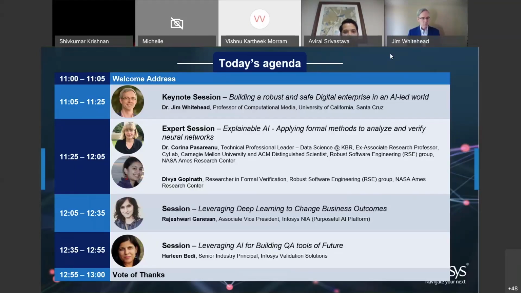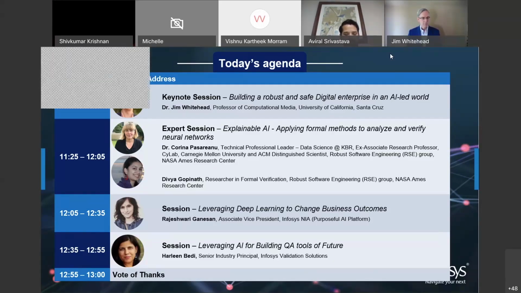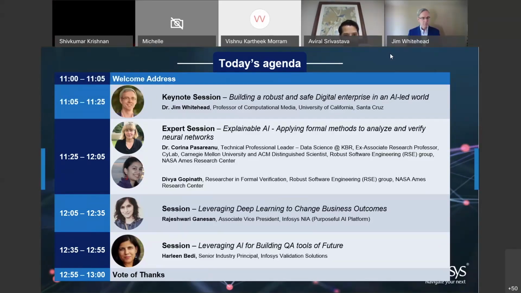In the final session, we'll talk about how AI and ML is being leveraged to build QA tools of the future that make the lifecycle predictive, intelligent, and efficient. This session will be presented by Harleen Bedi, Senior Industry Principal at Infosys IVS Practice. She leads the team at Infosys to build these tools and work with customers to improve their journeys. With that, I'll hand over to Jim. Hi, Jim. Over to you.